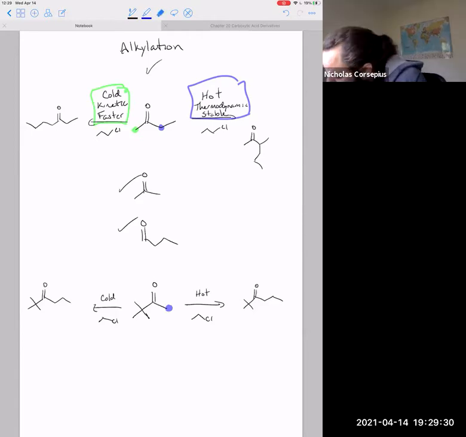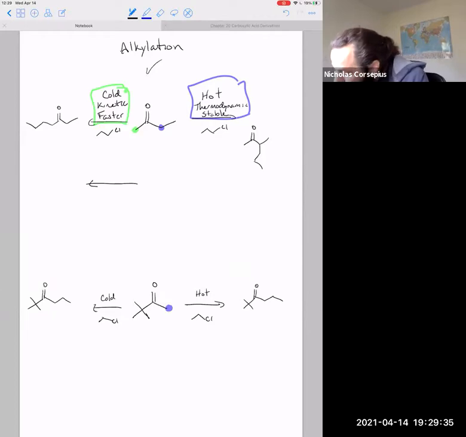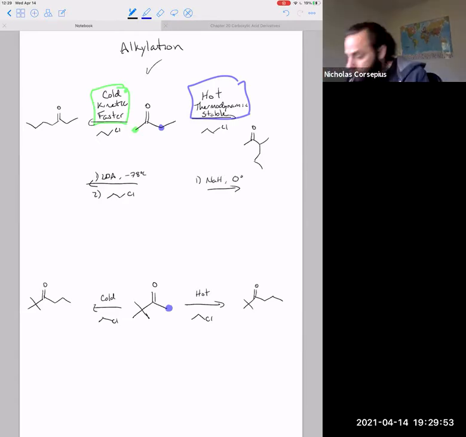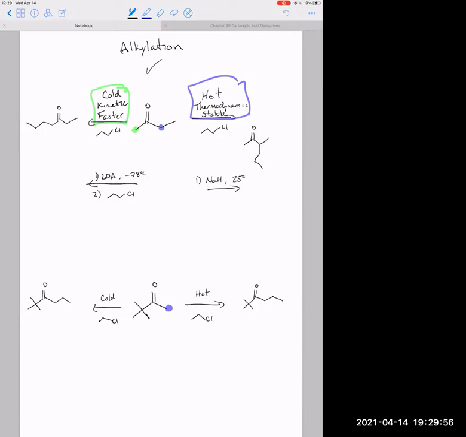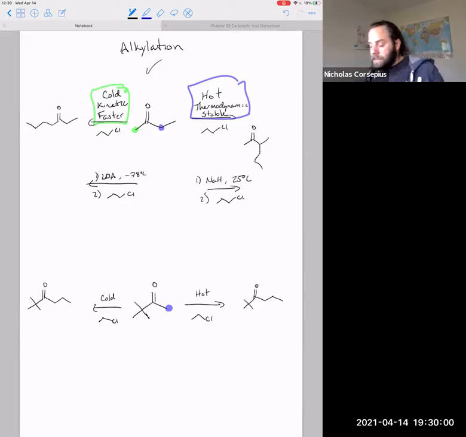Now, I did it a little sloppily in that I didn't include all of my reagents. We actually use a different base when it's cold. We use LDA, negative 78 degrees Celsius, and then we'll follow it up with our alkene. Under warmer conditions, we use sodium hydride, 25 degrees. Still not terribly hot, but I was trying to emphasize the difference between this kinetic versus thermodynamic idea.